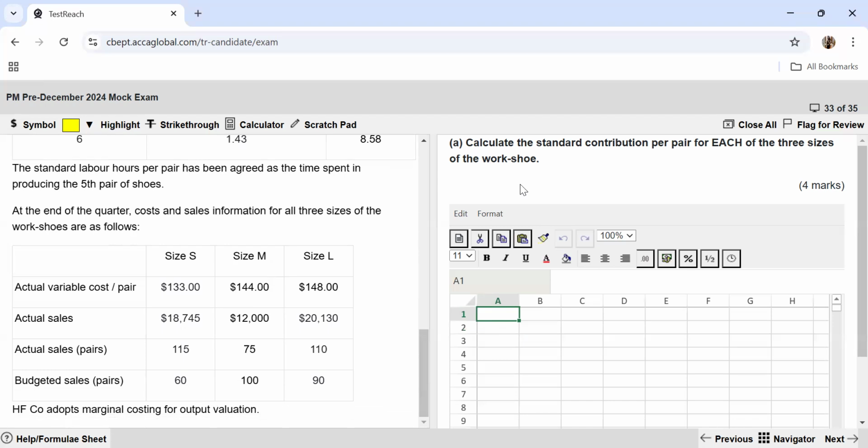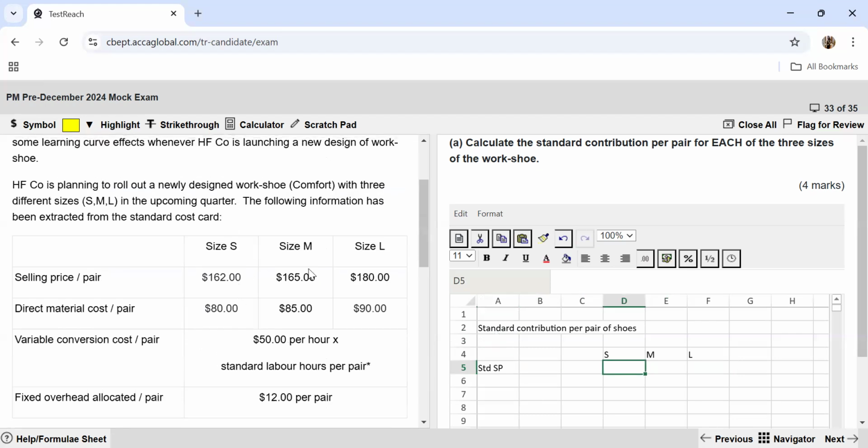So we are going to start off our workings now. I'll put down my heading, standard contribution per pair of shoes. So I'm going to lay down the sizes here: small, medium, and large. And then I'll have to start off with the standard selling price first. So how much is the standard selling price? It was given here 162, 165. And then for the large one, it is 180. This is the selling price.